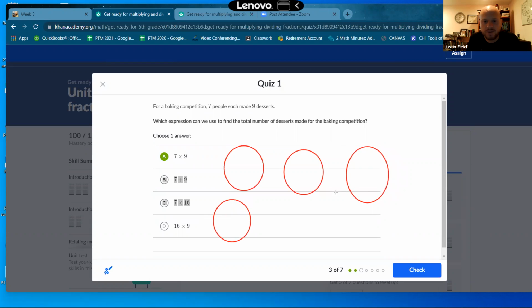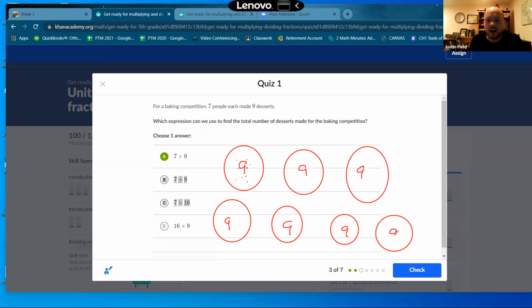7 people of various sizes. But each one of them made 9 desserts, right? Yeah, so if we fill up all these circles, we can see that we're going to have to add, or if we just put the number 9, then how many 9s are we going to have? 7. So we could add 9 7 times, or we could multiply 9 times 7. And so I figured it out by drawing the picture.